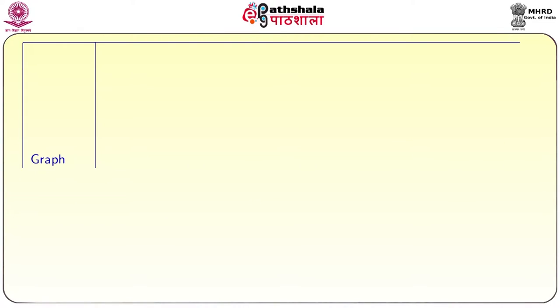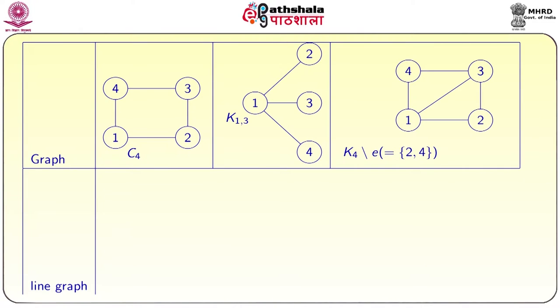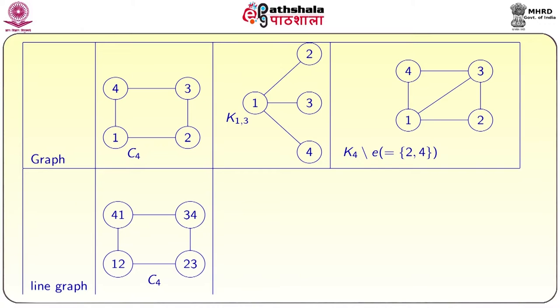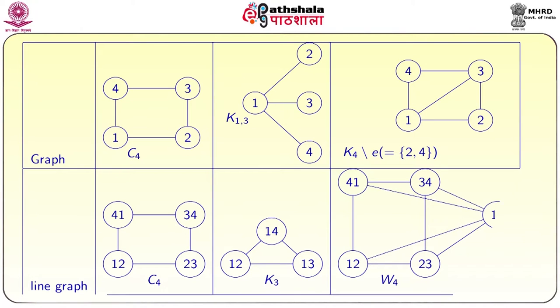Now, look at an example of line graphs. First we are giving the graphs C4, the complete bipartite graph K1,3, and K4 minus e. In the complete graph, we deleted one edge, 2,4. Then their line graphs are defined like this. The line graph of C4 is again the same as C4, and the line graph of K1,3 is going to be K3. It is easy to see that there are 3 edges there, so here we have 3 vertices. We labeled the vertices as 1,4, 1,3, and 1,2, and all these 3 edges are incident, so we have a complete graph K3.